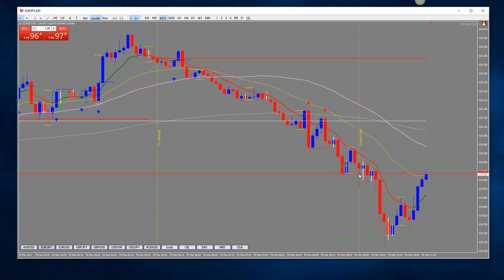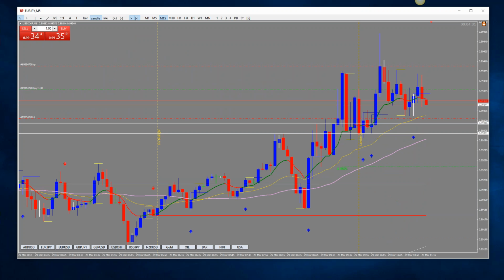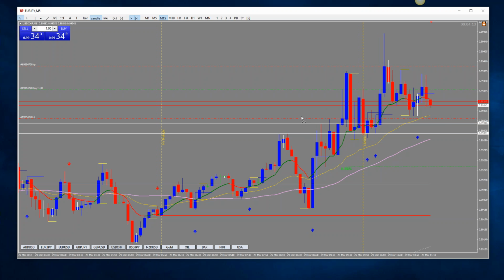All right, I have to go look at that U-chef for a second because it's actually going against me. Only 2 pips, but I have a very, very tight stop loss on that. I only have a 4 pip stop loss on that one. We'll leave it there. I'm probably going to get stopped out.